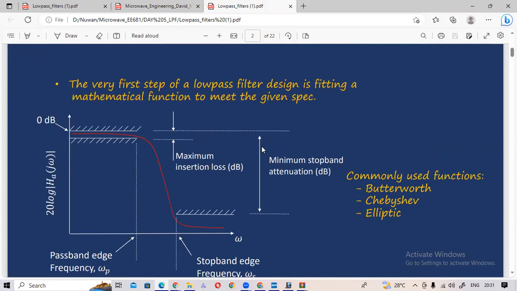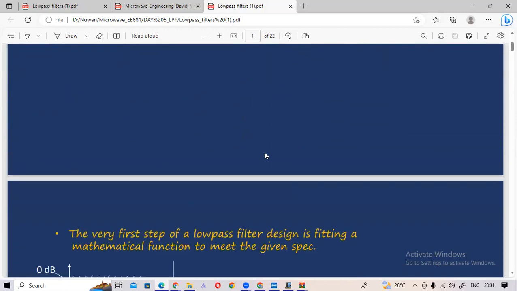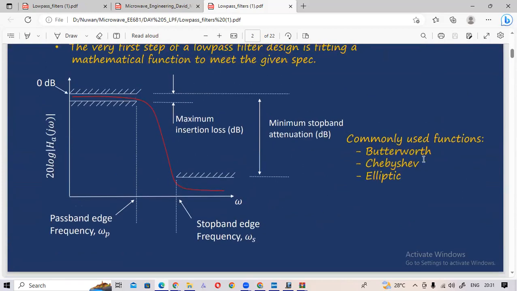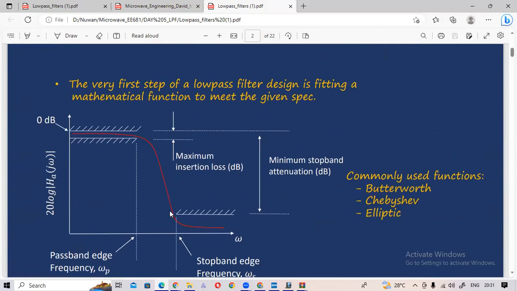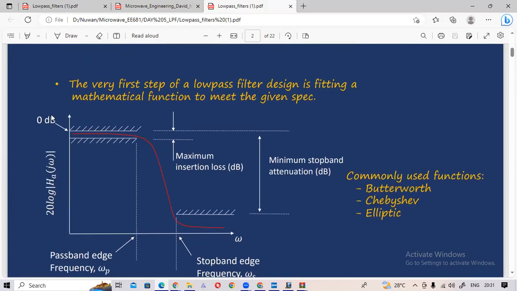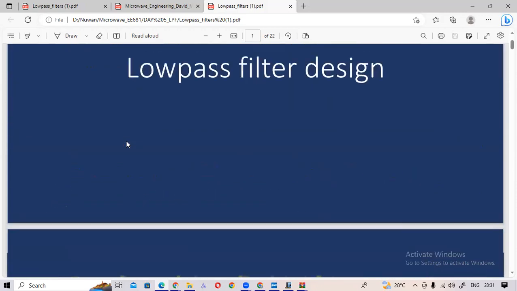So actually when we are talking about filters, based on the response type, the filter can be divided into three types: Butterworth, Chebyshev, and elliptic. In this course, we are mainly focusing on Butterworth and Chebyshev filters, not elliptic. Butterworth means the response is somewhat flat. You can see that this is the gain curve.